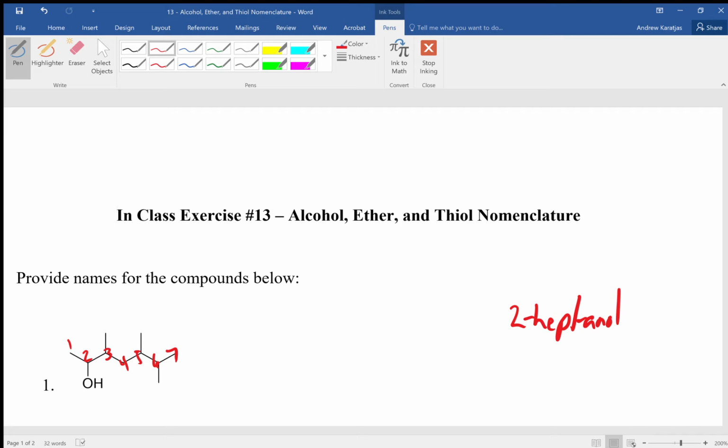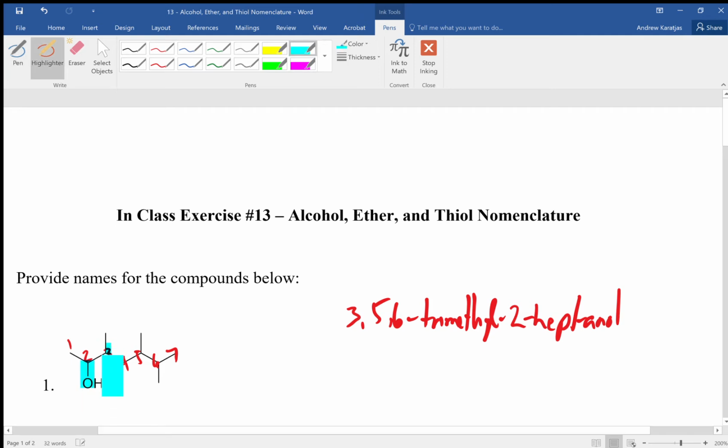From here, we just have a bunch of methyl groups. So we have 3, 5, 6 trimethyl, 2-heptanol. You might be wondering about stereochemistry because this molecule actually has several stereocenters in it. But because I haven't indicated a direction for any of the bonds, we can't do stereochemistry here. I just wanted you to look at the name without it here.